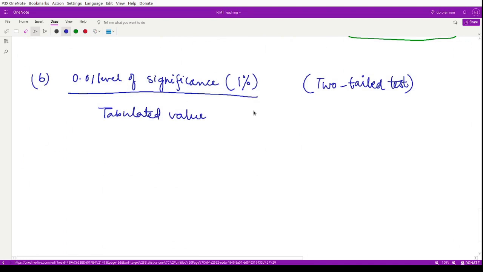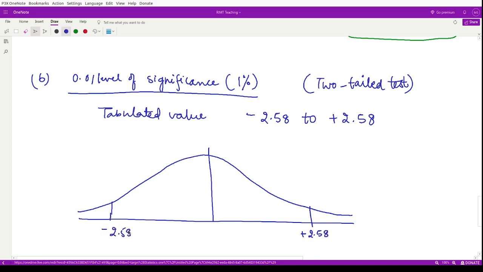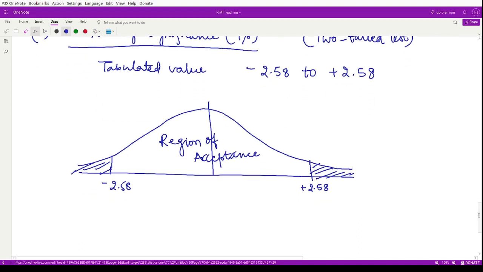So our value is minus 2.58 to plus 2.58. Accordingly, your distribution would become, if this is your distribution, this value would be plus 2.58 and this value here would be minus 2.58. So this would be your critical region, the region of rejection, and this is your region of acceptance. Now you check the calculated value here.